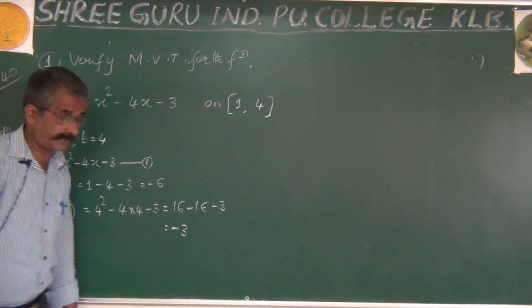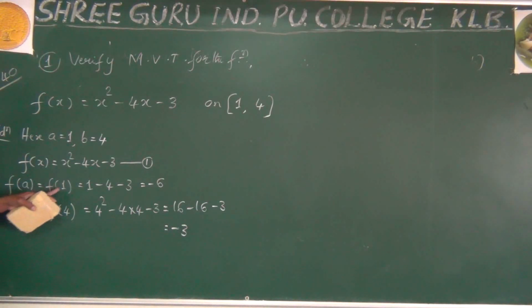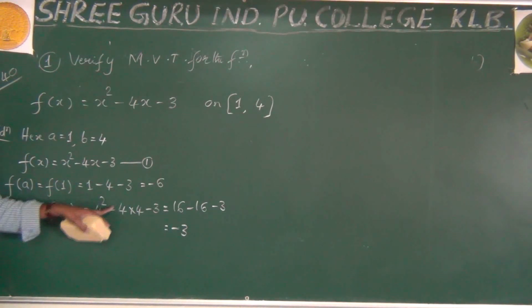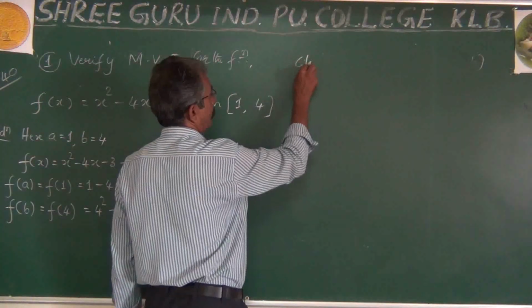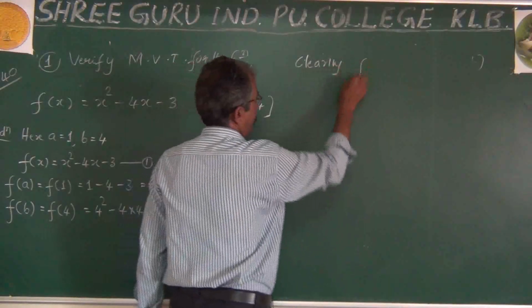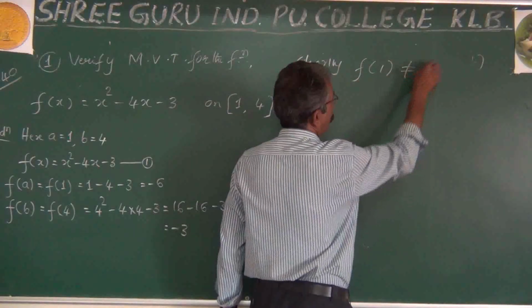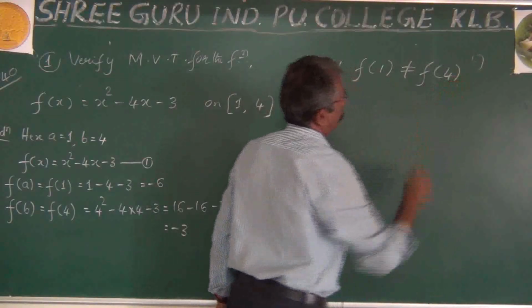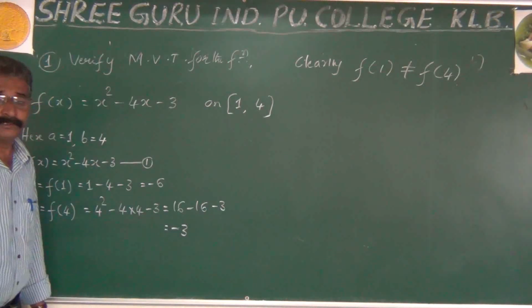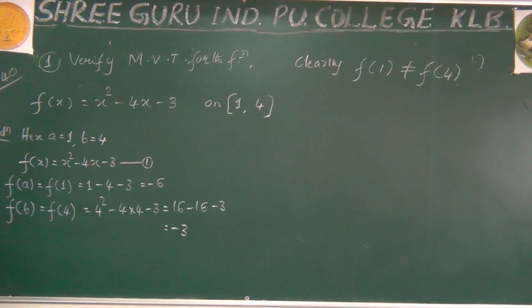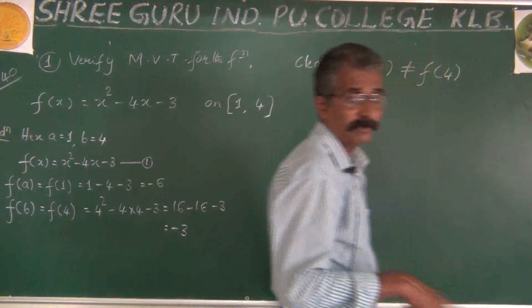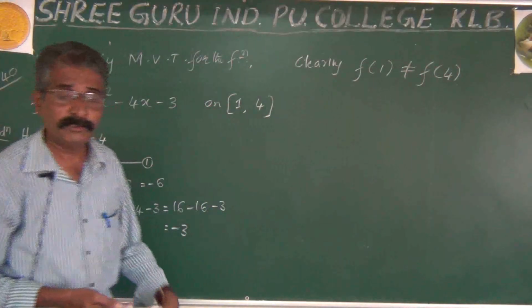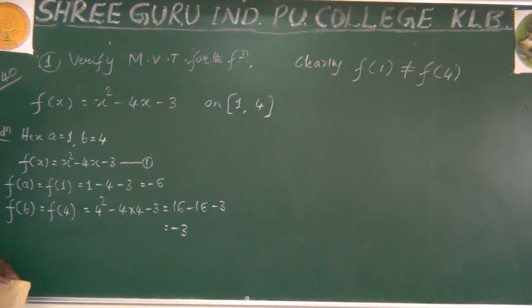And easily we can observe that f of 1 is minus 6, f of 4 is minus 3, they are very clearly not equal. Clearly, f of 1 is not equal to f of 4. That means we need to apply Lagrange's theorem rather than Rolle's theorem. If f of 1 equal to f of 4, obviously Lagrange's theorem will transfer to Rolle's theorem. At that time, you must take f dash of c equal to 0.